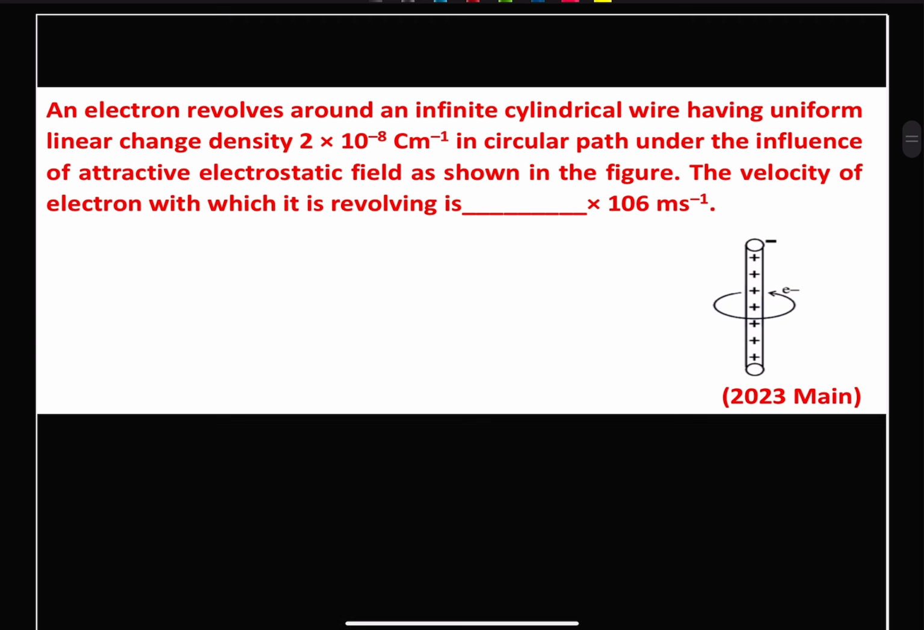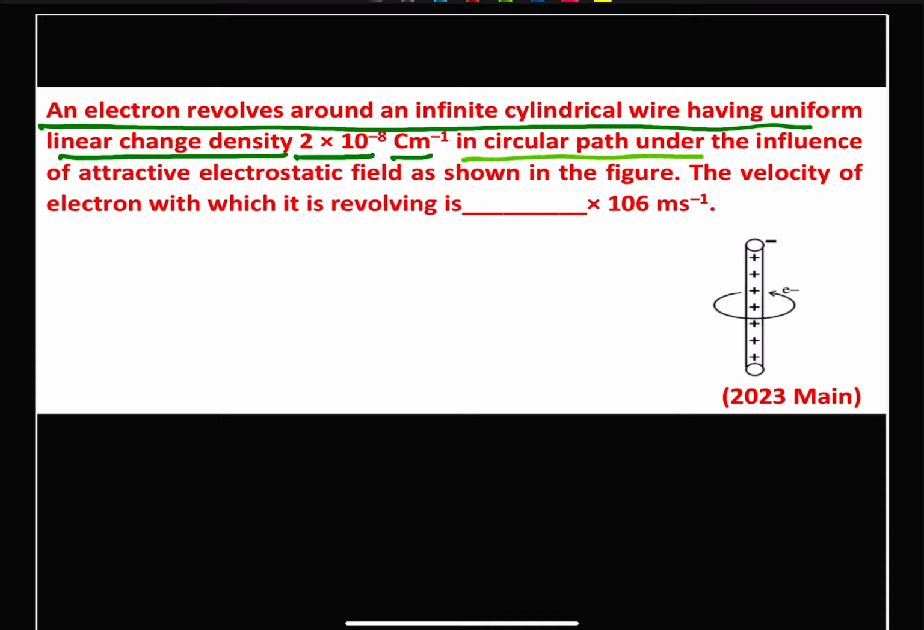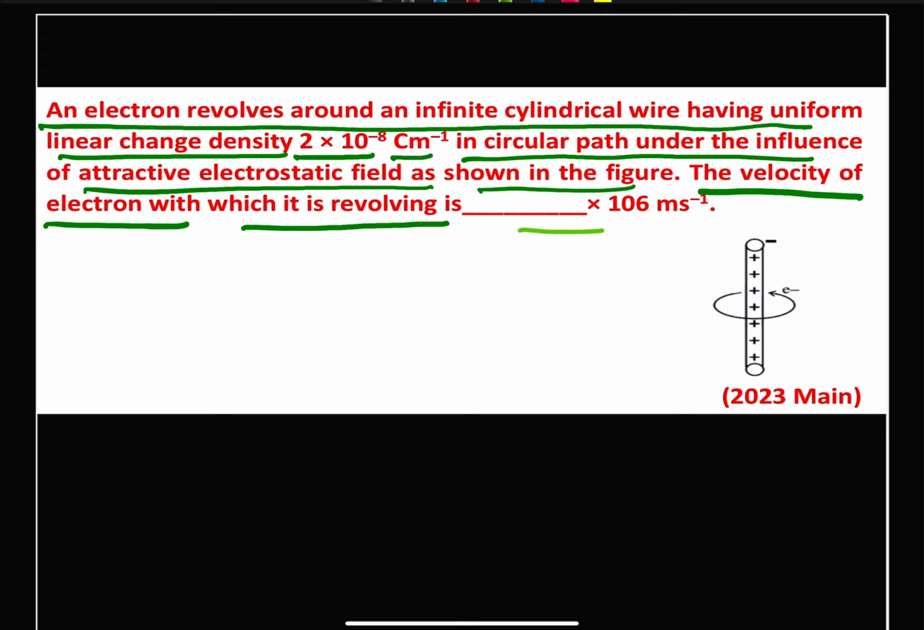It states that an electron revolves around an infinite cylindrical wire having uniform linear charge density 2 × 10^-8 coulomb per meter in a circular path under the influence of attractive electrostatic field as shown in figure. The velocity of the electron with which it is revolving is, it has to be 10^6.